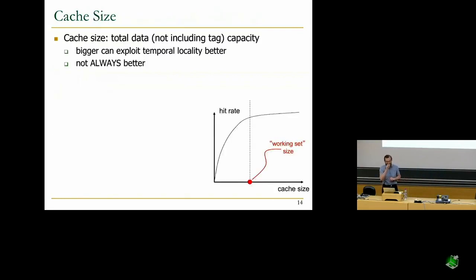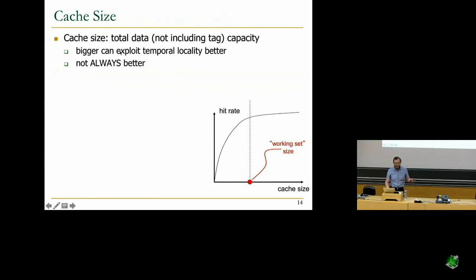Let's take a look at cache size. Whenever we refer to the size of a cache, we normally talk about the data store size. So when people say, oh, we have a 32 megabyte cache in this new processor, that refers to the data store size. They don't talk about the tag store. If you really want to know the full cache size, you need to add the tag store size to that.